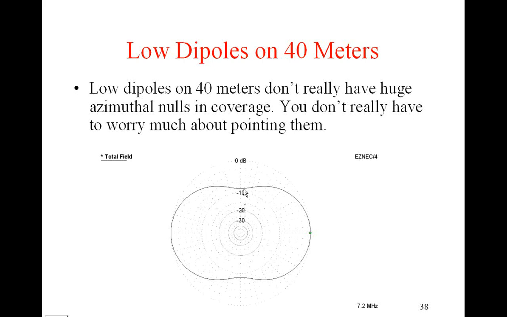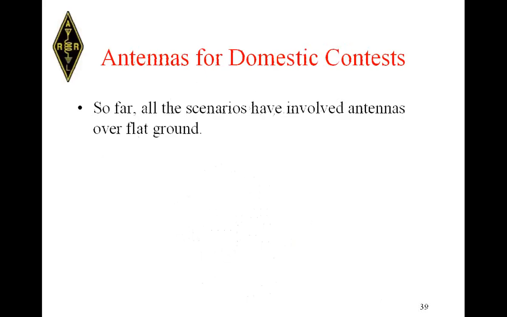It goes down maybe 8 dB. So my contention is that with a 35-foot high dipole you don't even have to really worry about where to point it, because the azimuthal nulls that are present when the antenna is up high don't really exist when the antenna is down low.